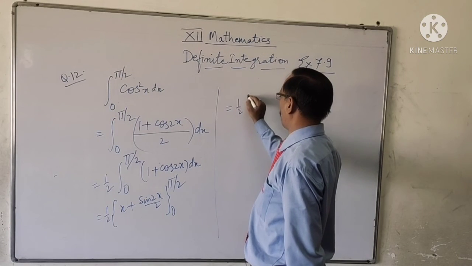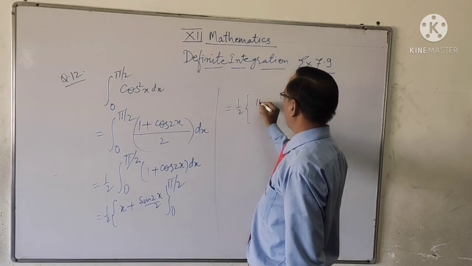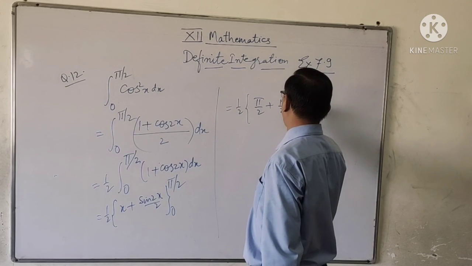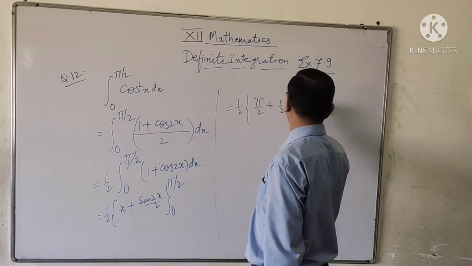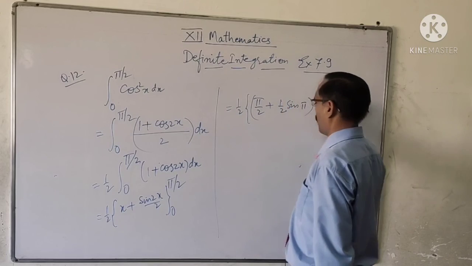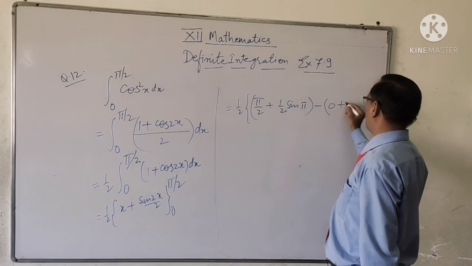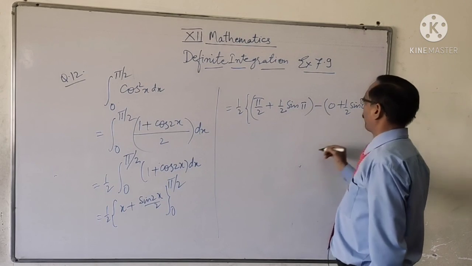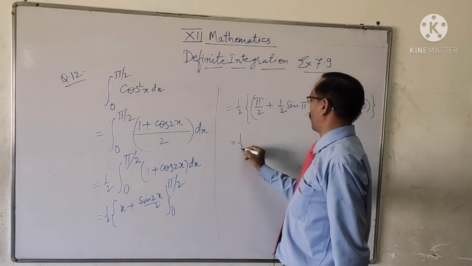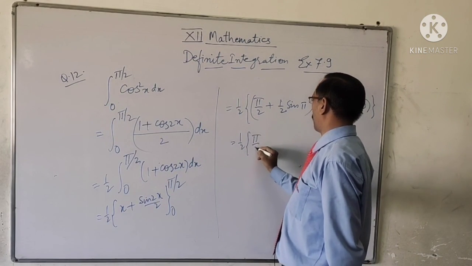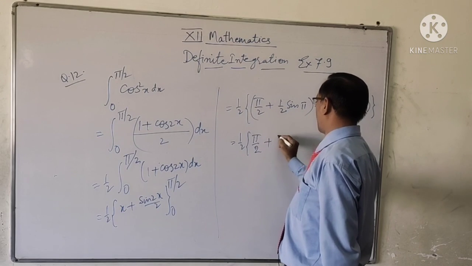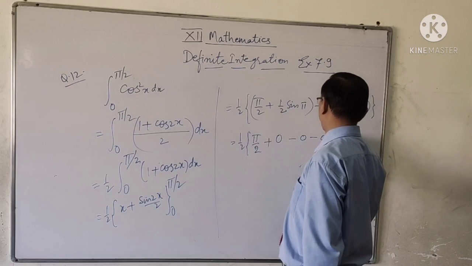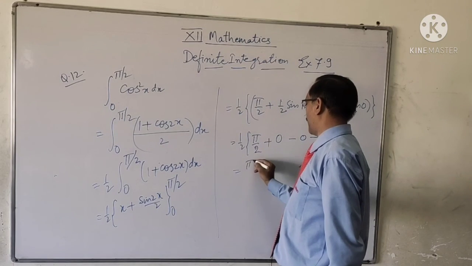Now we put the upper limit: 1 upon 2 into pi by 2 plus 1 upon 2 sin pi, minus the lower limit: 0 plus 1 upon 2 sin 0. Sin pi is 0, and this is also 0. Our answer is pi by 4.